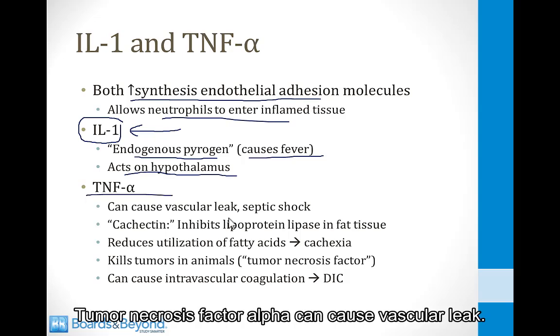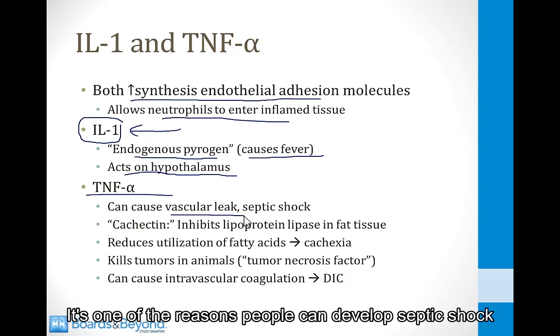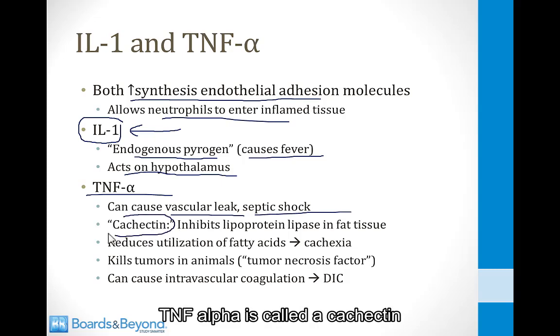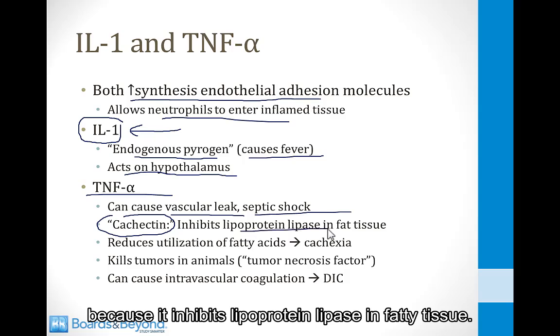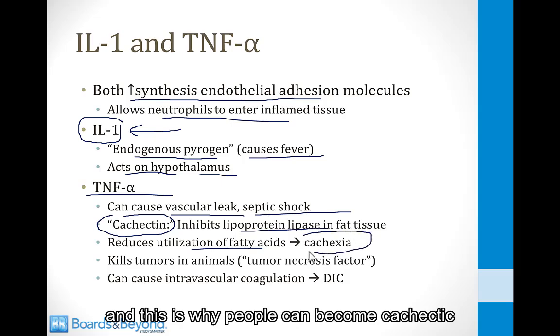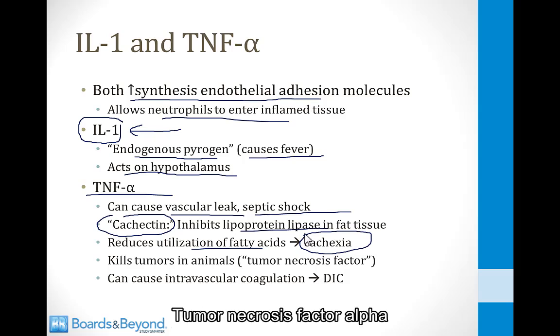Tumor necrosis factor alpha can cause vascular leak. It's one of the reasons people can develop septic shock when they have an overwhelming infection. TNF alpha is called a cachectin because it inhibits lipoprotein lipase in fatty tissue. The result is there's reduced utilization of fatty acids, and this is why people can become cachectic when they have an infection.